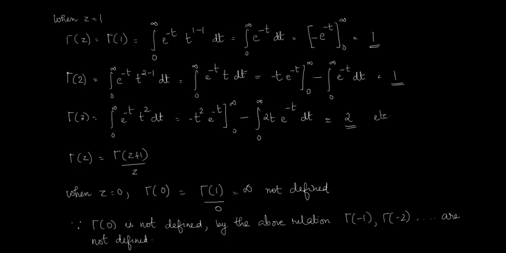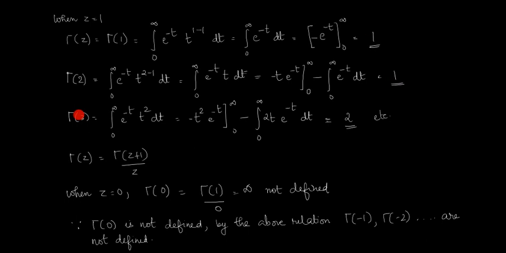So let's see what the values of gamma of z are when z equal to 1. When z equal to 1, you have gamma of 1. Instead of z you just plug in 1. So your integral becomes like this, and when you integrate this, you end up with a 1. For gamma of 2, by definition, gamma of z is integral 0 to infinity e raised to minus t, t raised to z minus 1 dt. So that's what we have done here. You integrate this, you apply the limits, you end up with a 1.